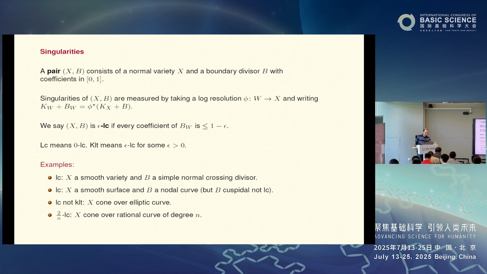And then here I list some elementary examples of singularities. For example, let me just jump to the last two. If you take a cone over an elliptic curve, then you get a 0-log canonical singularity. And if you take a cone over a rational curve of degree n, then you get a 2 over n log canonical singularity. So the larger the n, the more complicated the singularity becomes.